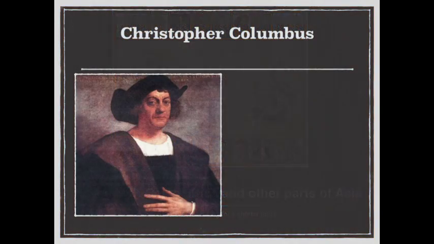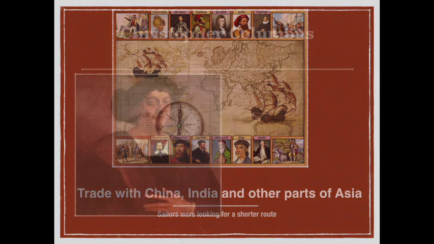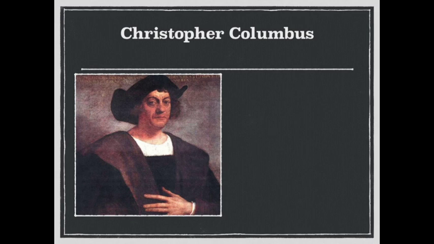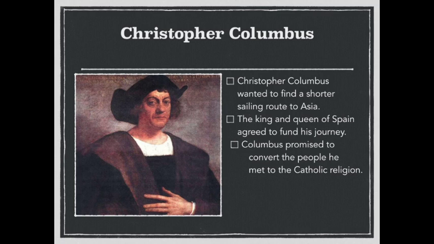Up next, we have trade with China, India, and other parts of Asia. So the sailors were looking for a shorter route to get to these areas to be able to trade. Christopher Columbus wanted to find a shorter route for sailing to Asia. He got funding from the King and Queen of Spain. And he promised to convert people that he met to the Catholic religion. Again, they were going for God, gold, and glory.